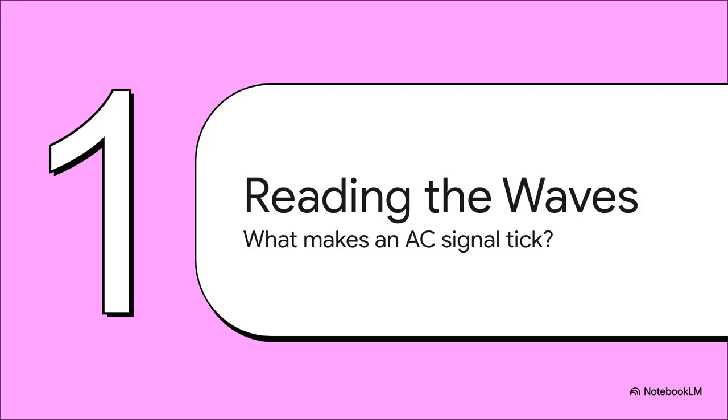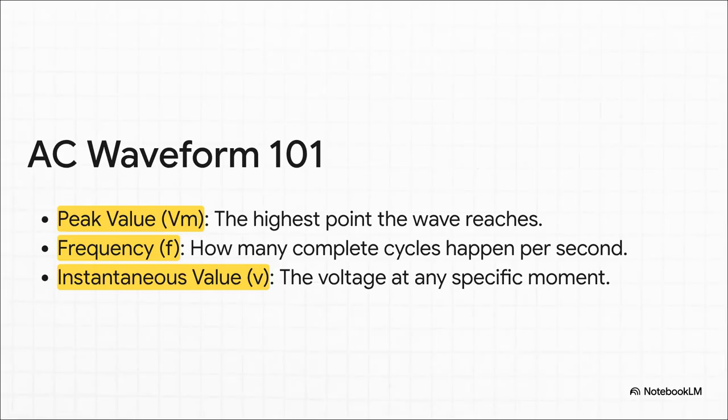All right, so to really wrap our heads around AC, we've got to learn how to read its signature wave. It's kind of like learning to read music. Once you get what the notes mean, the whole symphony of electricity just clicks. So when you look at an AC wave, there are three key things that define it. First, you've got the peak value. Pretty straightforward. That's the absolute highest point the wave hits.